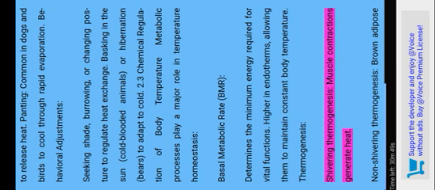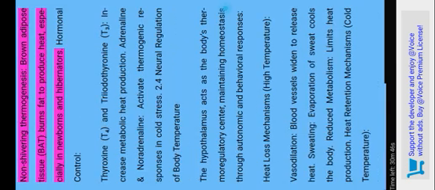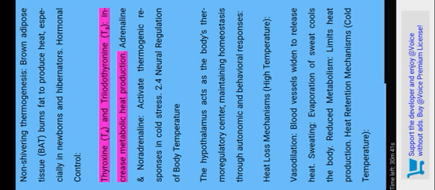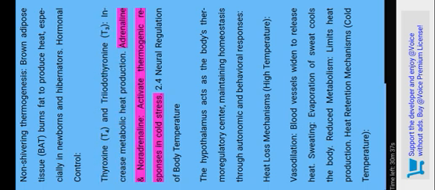Thermogenesis. Shivering thermogenesis: muscle contractions generate heat. Non-shivering thermogenesis: brown adipose tissue, fat, burns fat to produce heat, especially in newborns and hibernators. Hormonal control: thyroxine, T4, and triiodothyronine, T3, increase metabolic heat production. Adrenaline and noradrenaline activate thermogenic responses in cold stress.